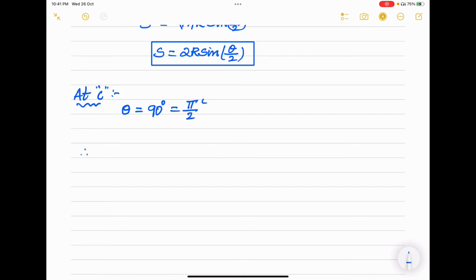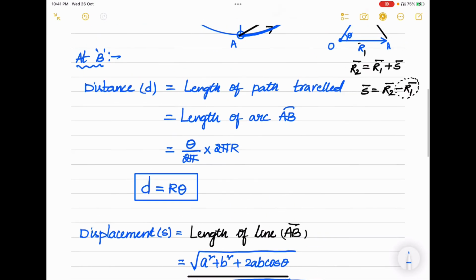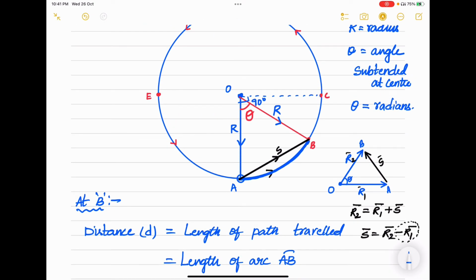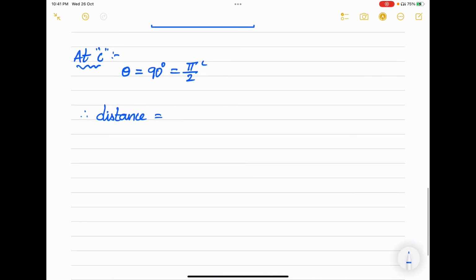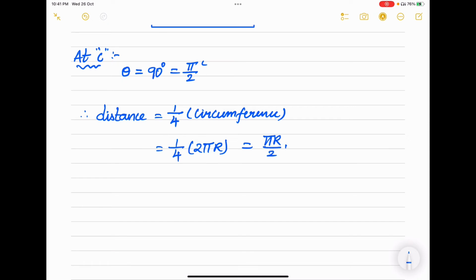So therefore distance, by the traditional method, is the length of the arc traveled. The length of the arc is exactly 1/4 of the circle. So therefore distance is equal to 1/4 of the circumference, 1/4 of 2 pi r, which results in pi r by 2 meters.